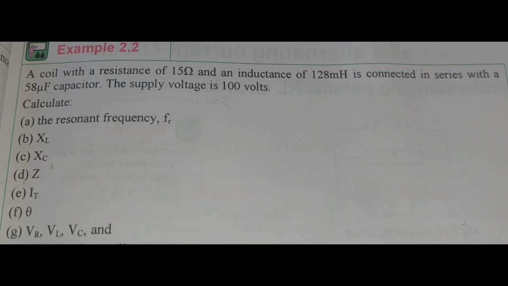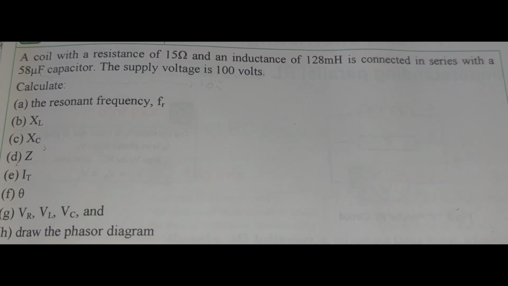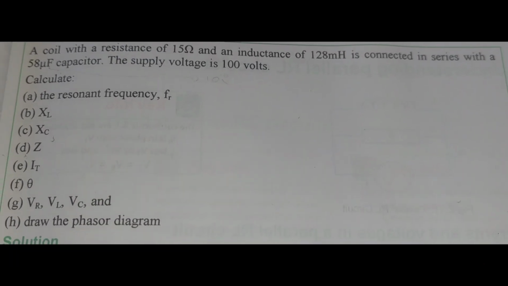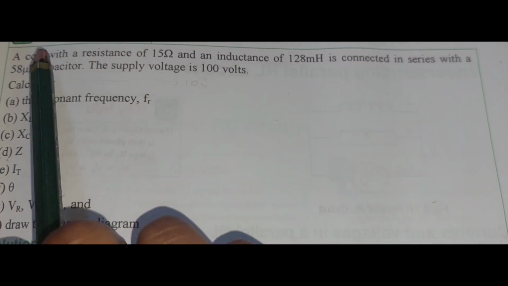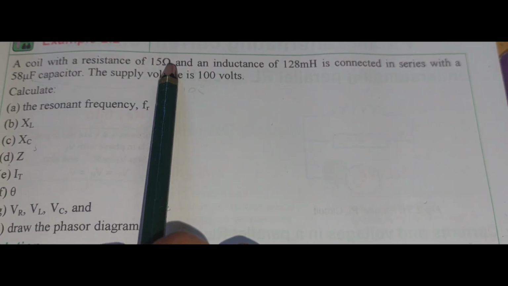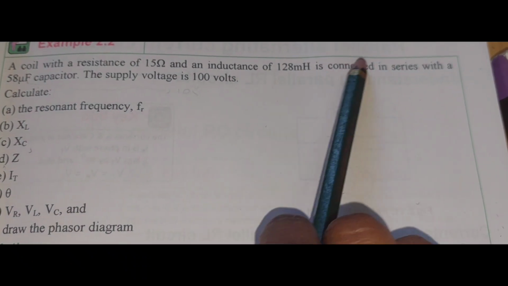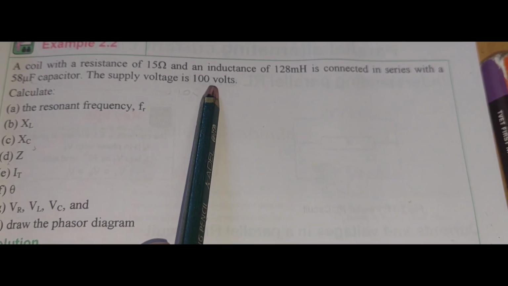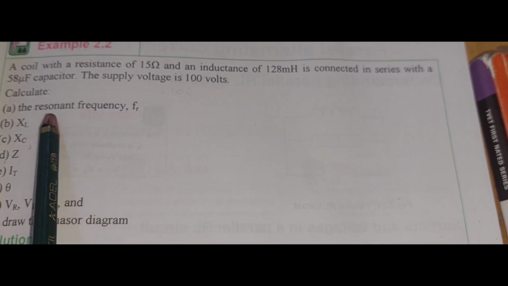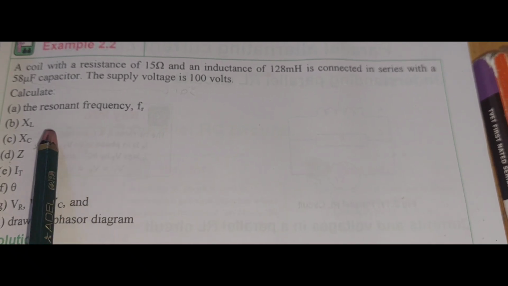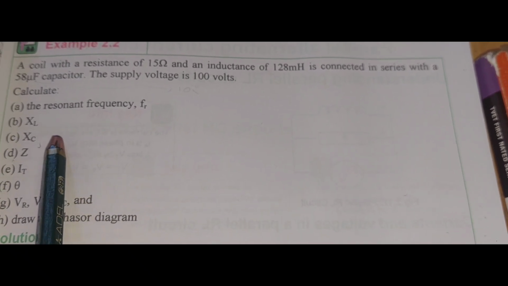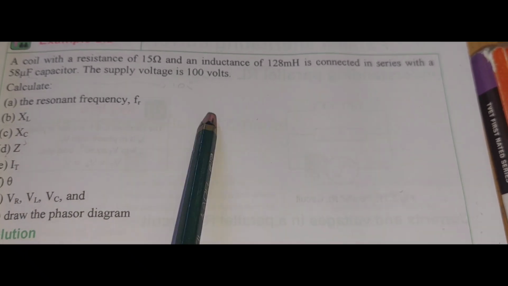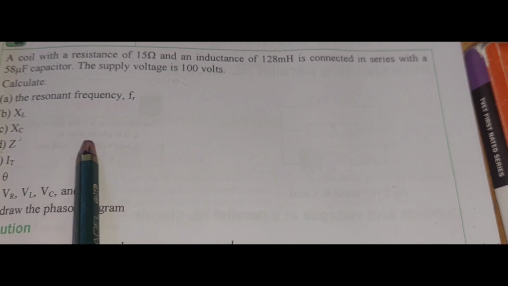Okay, guys, now let's move on to the questions. The question says a coil with a resistance of 15 ohm and an inductance of 128 mH is connected in series with a 58 microfarad capacitor and the voltage is 100 volts. We're going to calculate the resonant frequency first. Let's try it, guys.